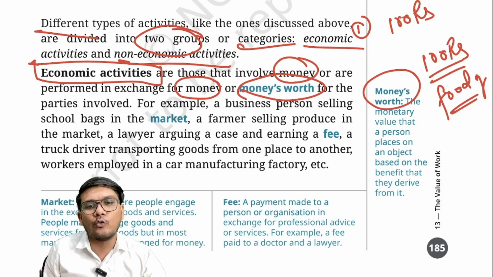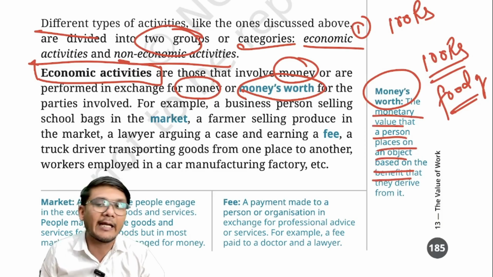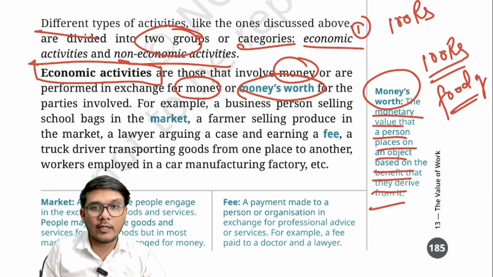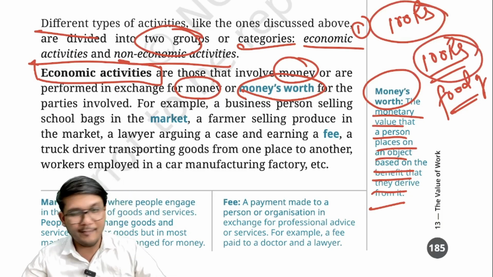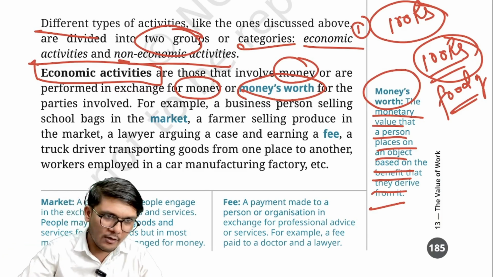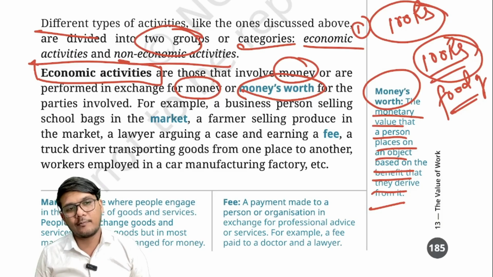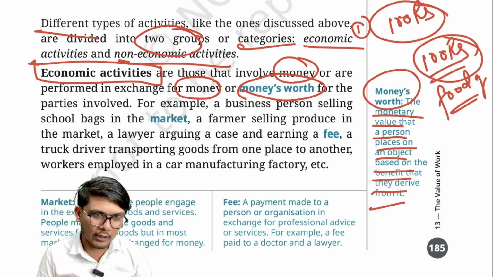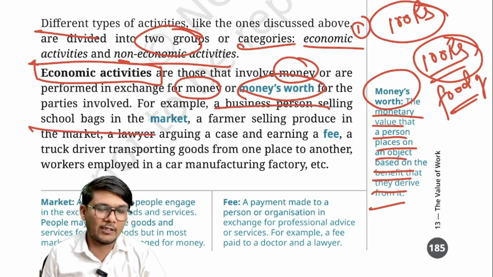So what is the meaning of money's worth? The monetary value that a person places on an object based on the benefit that they derive from it. So either you can get 100 rupees or 100 rupees worth of food grains, 100 rupees worth of, let's say, mangoes, so on and so forth. So what is an economic activity? An activity that involves money or that is performed in exchange of money or money's worth, right, between the parties that are involved.